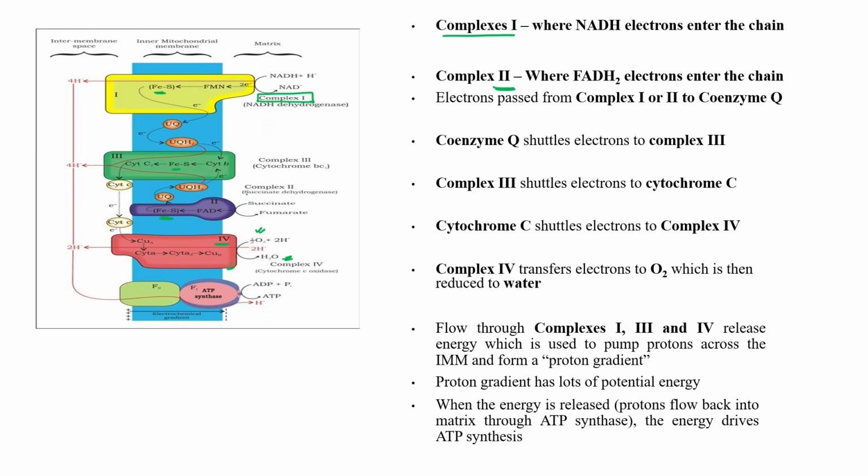So complex 1 is where NADH electrons enter into the chain. Complex 2 is where FADH2 electrons enter into the chain. Electrons pass from 1 and 2 to coenzyme Q, ubiquinone. Complex 3 shuttles electrons to cytochrome c, and then cytochrome c shuttles electrons to complex 4.